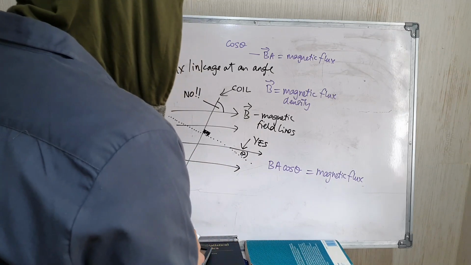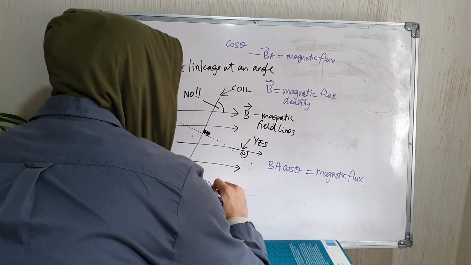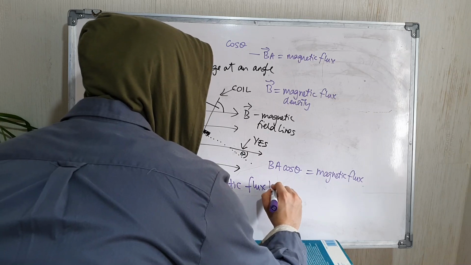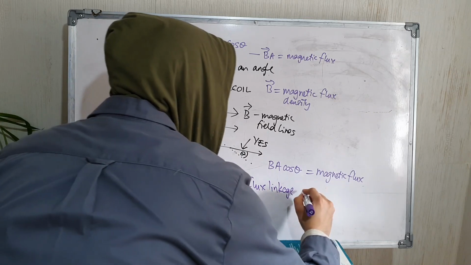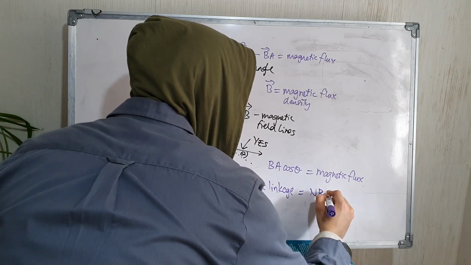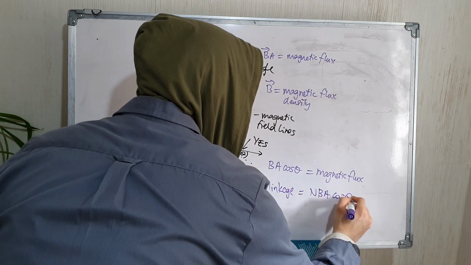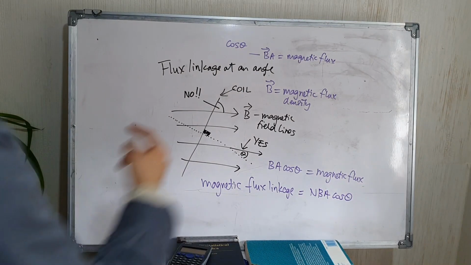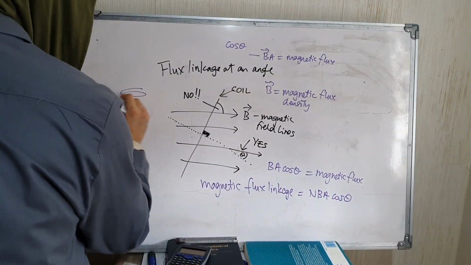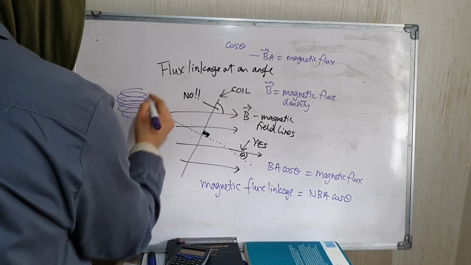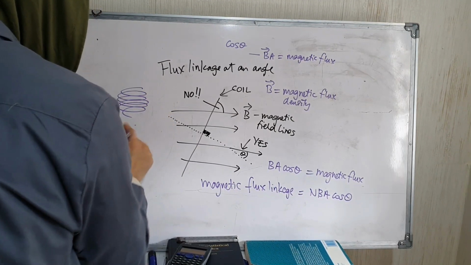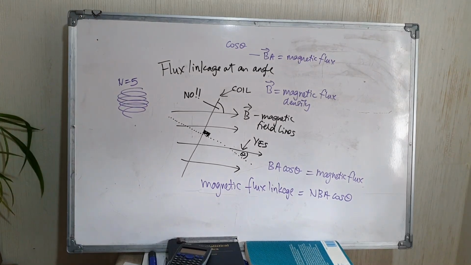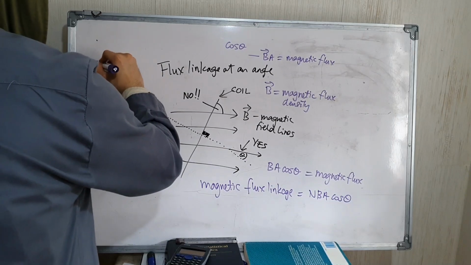So what is magnetic flux linkage? Magnetic flux linkage is equal to NBA cos theta, where N is the number of coils. So let's just say that's 1, 2, 3, 4, 5. 5 coils. So here you have N is equal to 5. N is the number of coils.